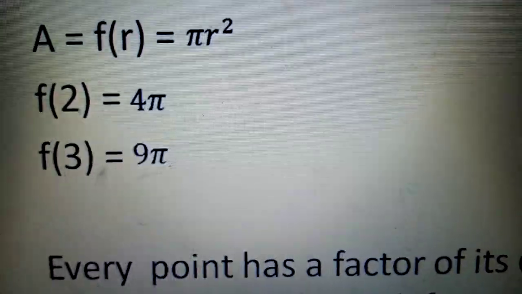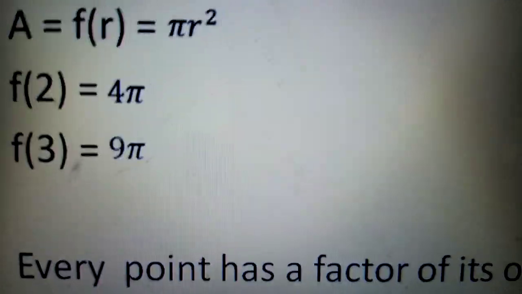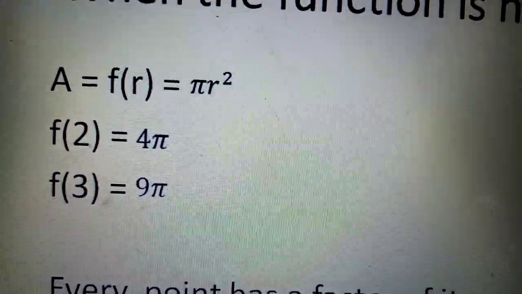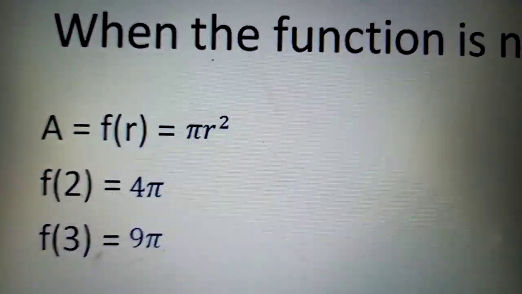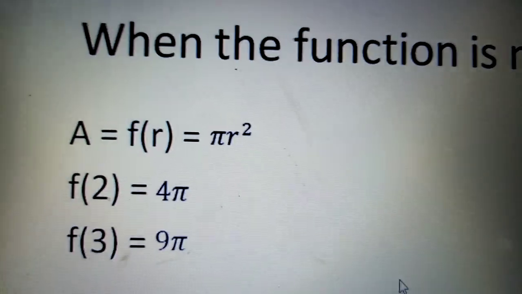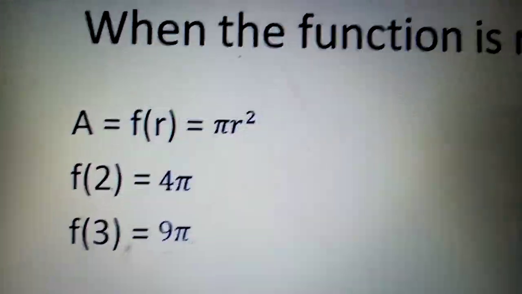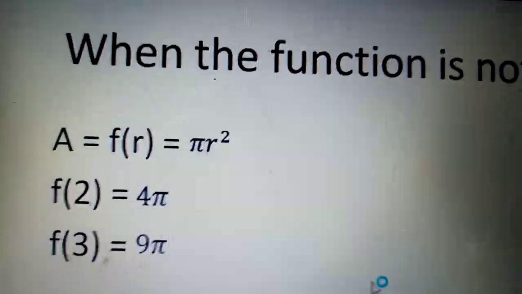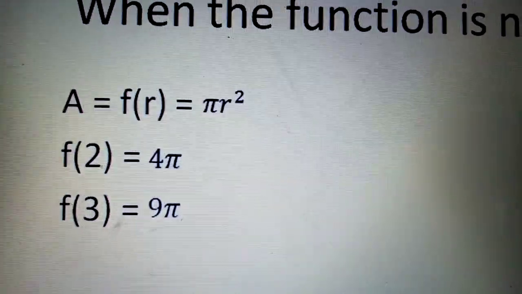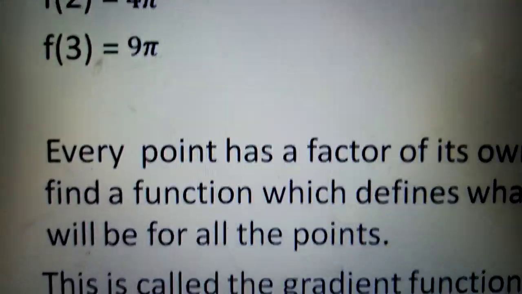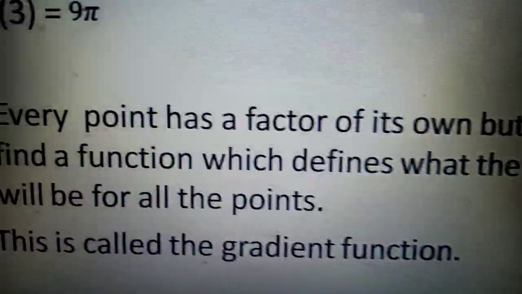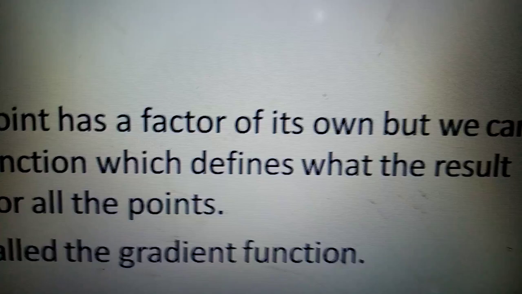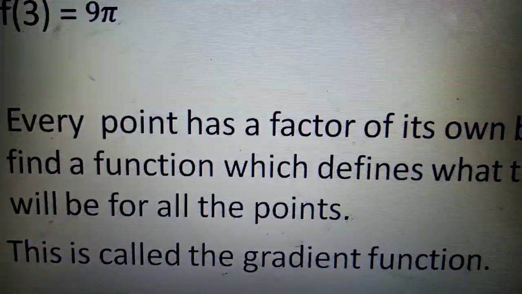So you can always look at this as the reason why someone goes into college and comes out with distinction, another one goes into college and comes out with pass, is itself a function of the high school they attended or the homes they come from. So when there is a reason for a function to produce different results, it's itself a function. So the reason why the function produces different results is another function. That other function is called the gradient function. So we can find that gradient function, which defines what the result will be for all the points.